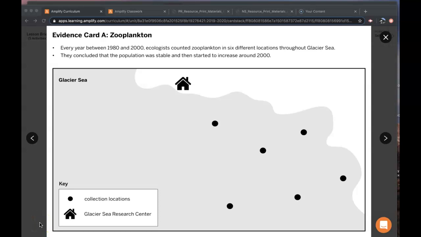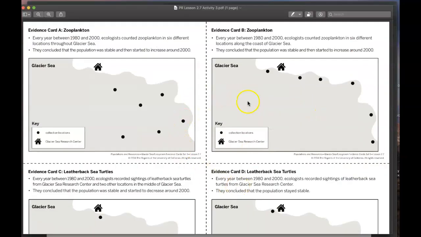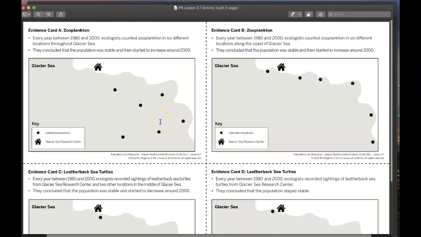All right, this is Populations and Resources Lesson 2.7, Activity 3, Part 2. You should have just annotated these evidence cards and then selected which card between A and B is the best piece of evidence, strongest, and then selected which card between C and D is the strongest by putting a star on them, and then also you would have numbered all four of these cards 1 to 4, where 1 is the strongest evidence card and 4 is the weakest evidence card. So now we're going to talk about that.